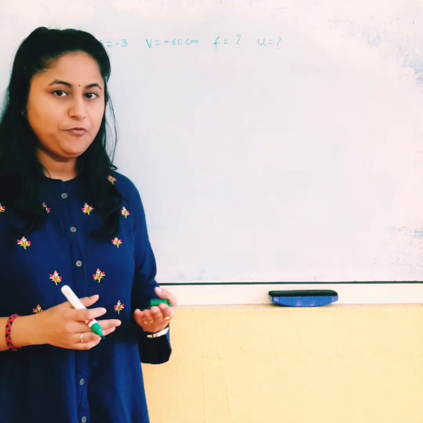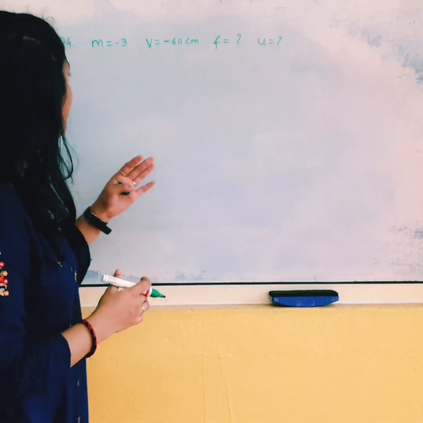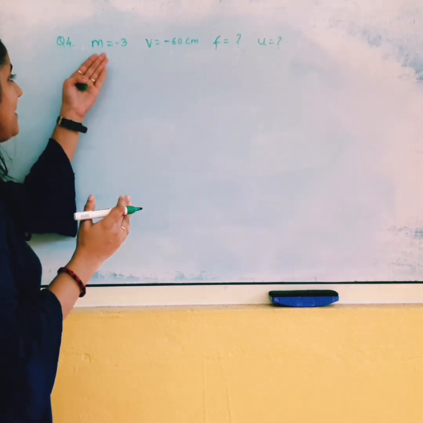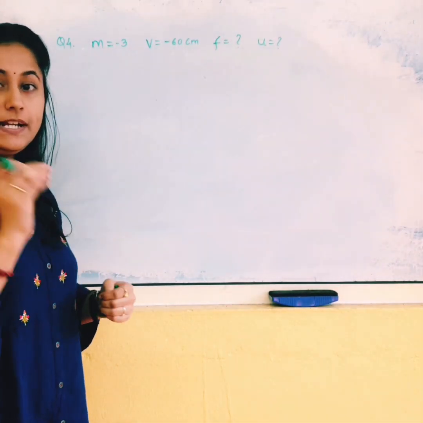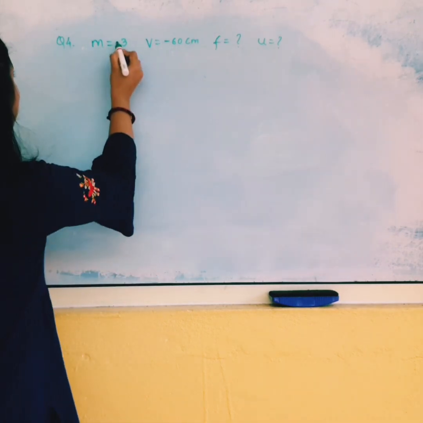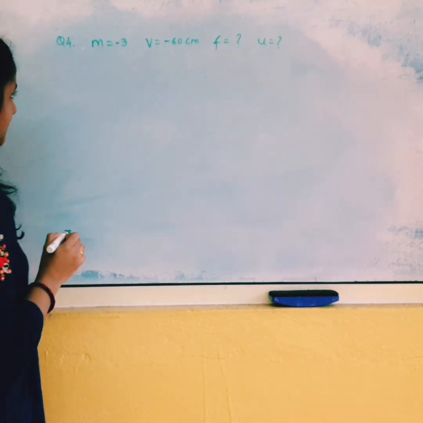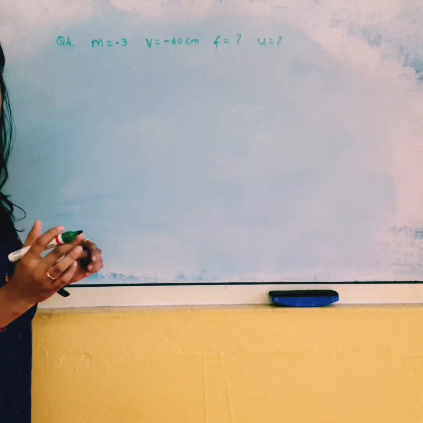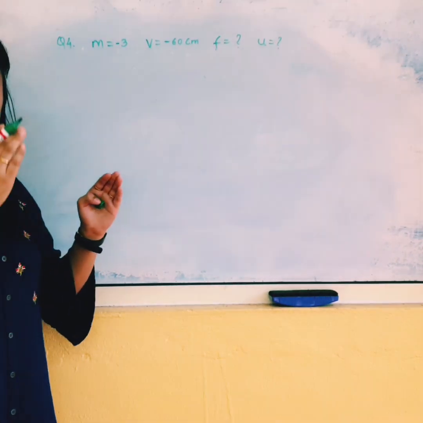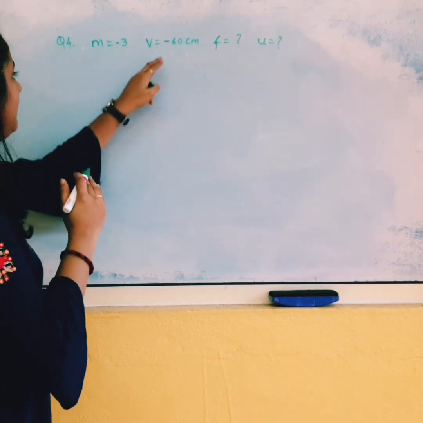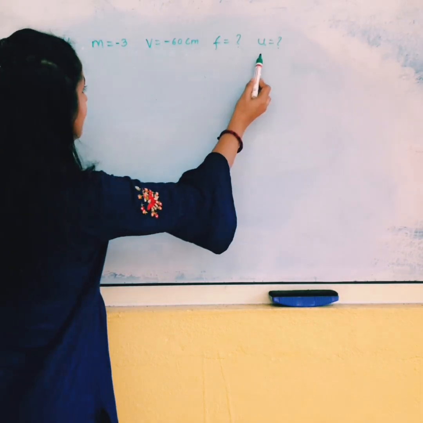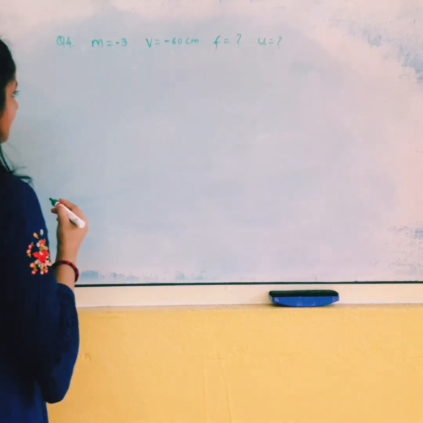Okay, so in question 4, we are given concave mirror. Okay, and in case of concave mirror, it is told 3 times bigger image is formed. Real image is formed. When the real image is formed, the sign of magnification is negative. Then it is told image is at the distance of 60 centimeter. Image which lies on the same side of the mirror, meaning -60 centimeter. And you are asked to find object distance as well as focal length.